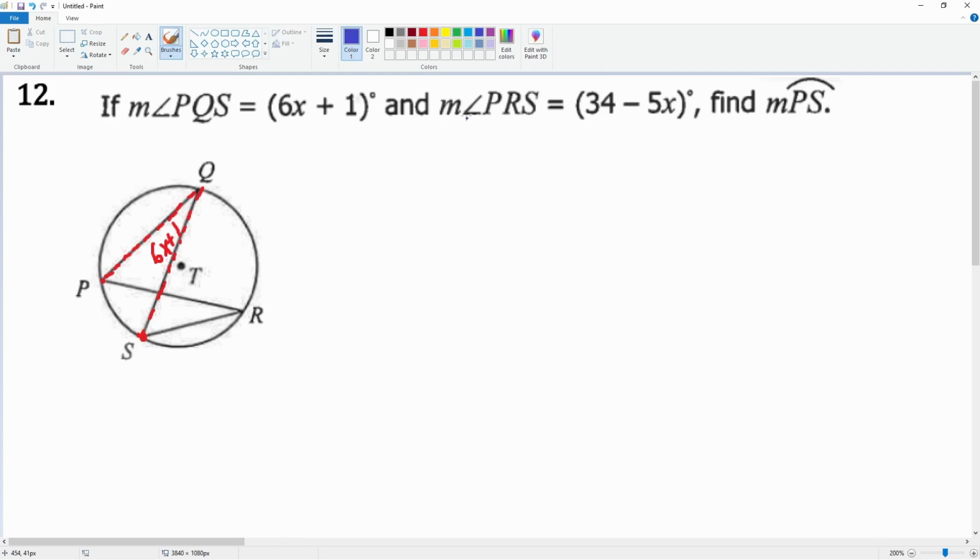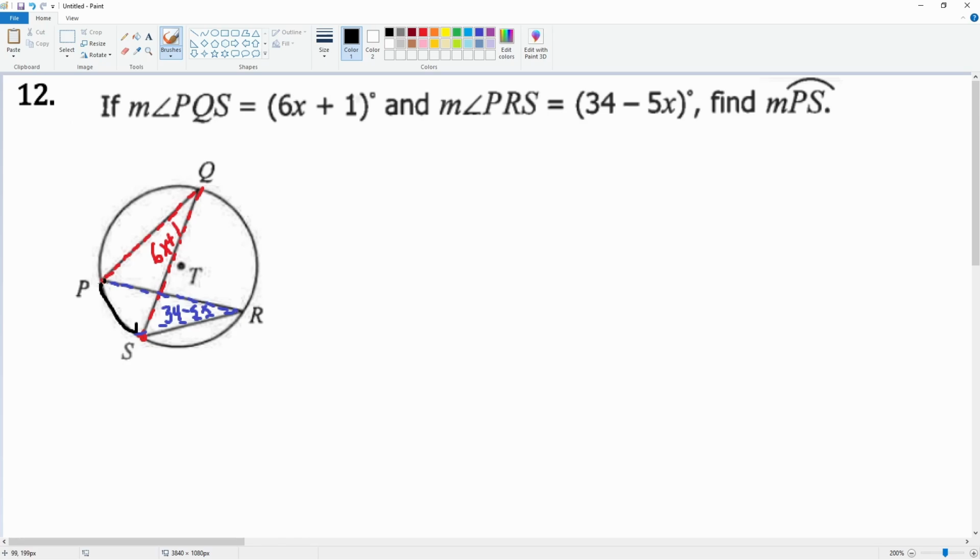And then I have the angle PRS, and that is 34 minus 5x. Find what PS is. Notice that they share the same inscribed angle. Because they share the same inscribed angle, that means they have congruent arcs. Because they have congruent arcs, their inscribed angles are congruent.